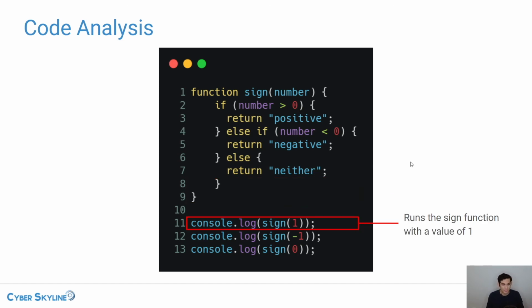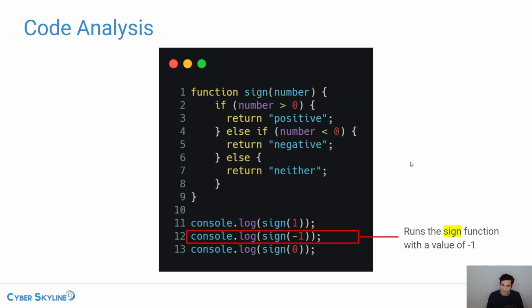Okay, so line 11, we're actually calling the function. And so we're doing console.log just like we had in the previous examples. And we're calling the sign function with the value 1. What's going to happen is number is going to become the value 1. And in line 2, we check, is number greater than 0? And it is. 1 is greater than 0. And so this function returns the word positive, which means that this program is going to print out the word positive.